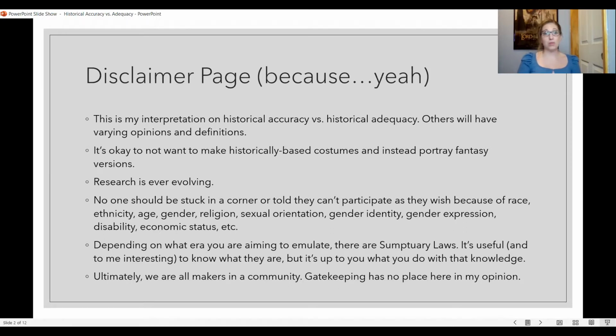new discovery, is important. No one should be stuck in a corner told they can't participate because of race, ethnicity, age, gender, religion, sexual orientation, gender identity, gender expression, disability, economic status, etc. If I missed something you identify with, I apologize. I tried to make a comprehensive list.